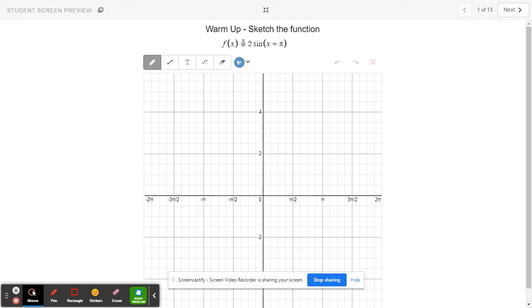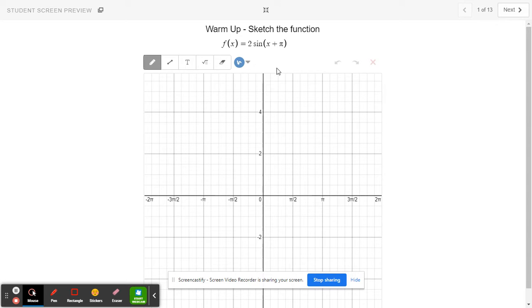All right, so we want to graph 2 times sine of x plus pi. So again, the 2 is the amplitude, which is going to affect our range, or our maximums and our minimums. So it's going to be 2 above the midline. Since k is 0 here, the midline is going to be 0. This pi right here is the h. It's plus pi, so it's being shifted to the left pi units.